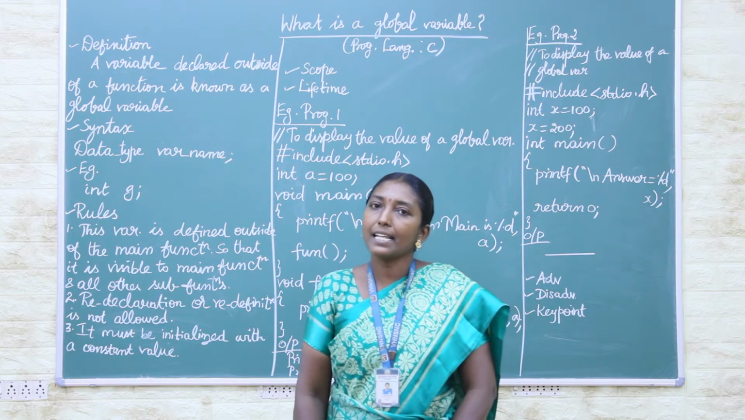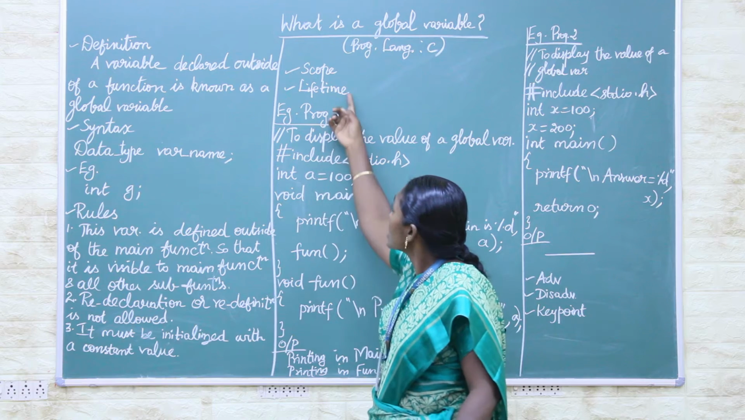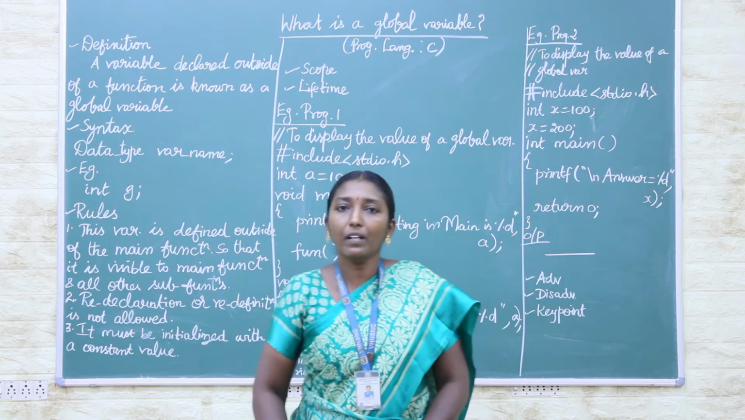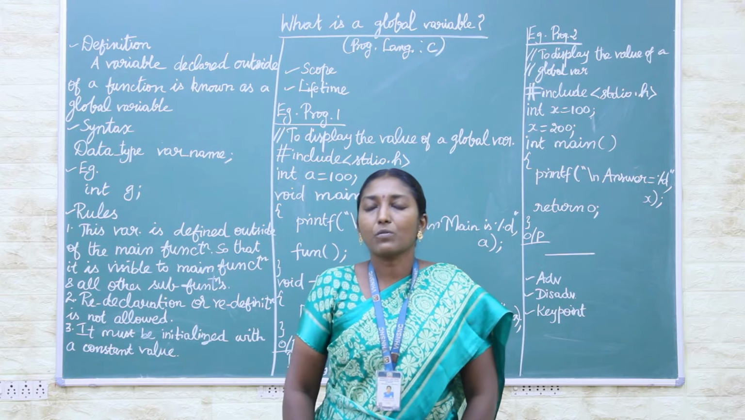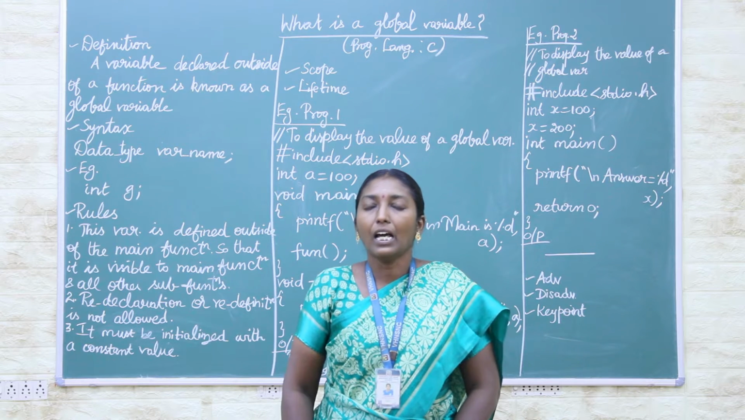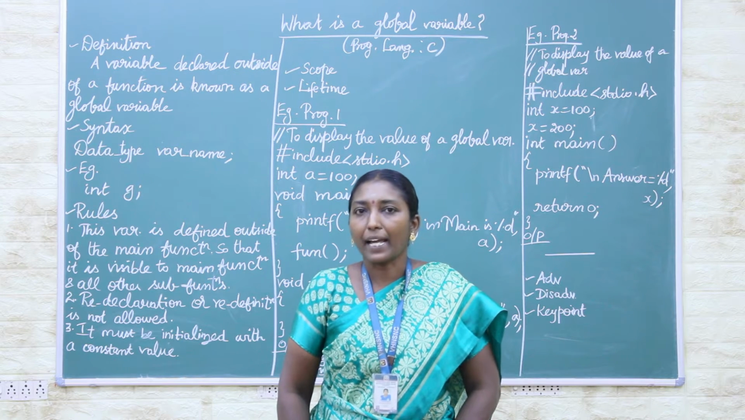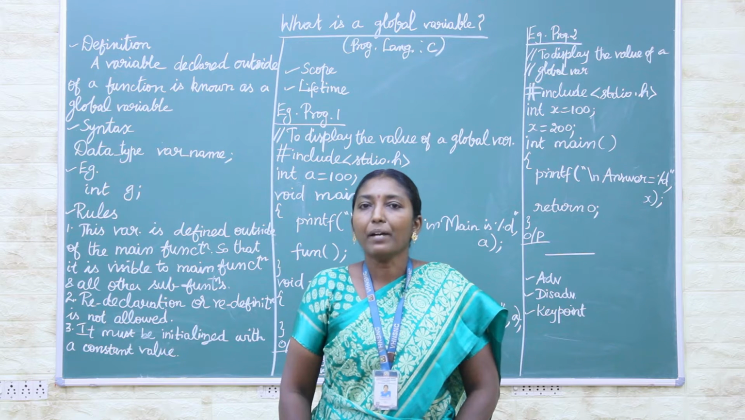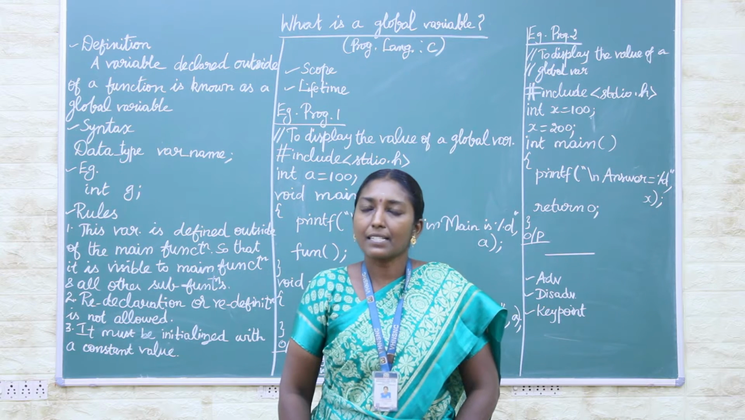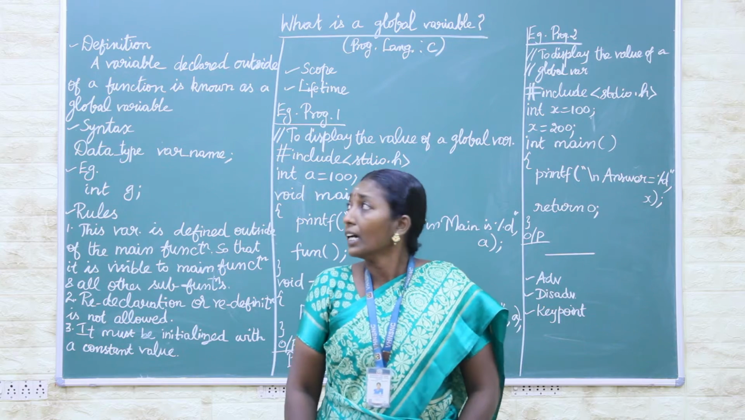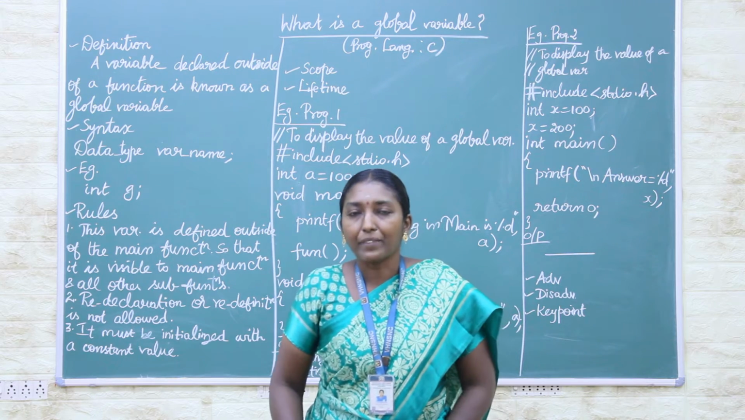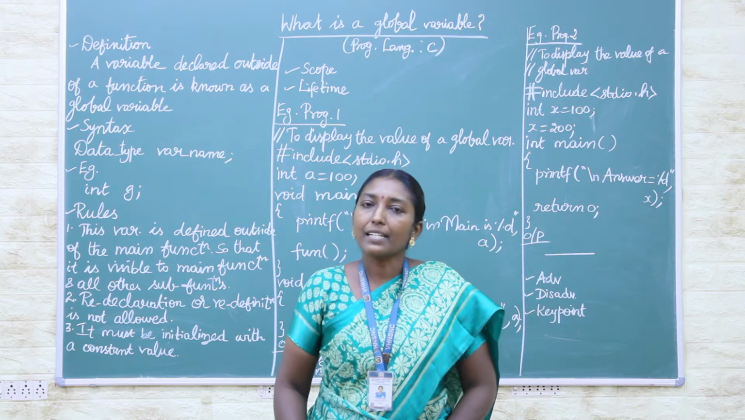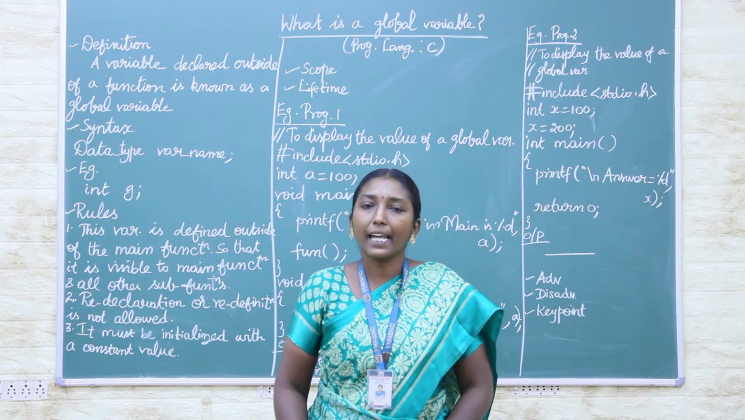Now let us understand the two important terms, scope and lifetime of a variable. These two are very important terms. First one is the scope of a variable. The scope of a variable determines the parts of a program in which a variable is accessible. Here, the scope of the global variable is throughout the program. That is, it can be accessed inside the main as well as any other functions defined for the program.